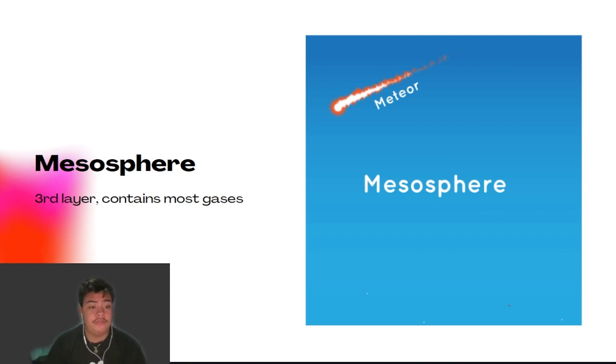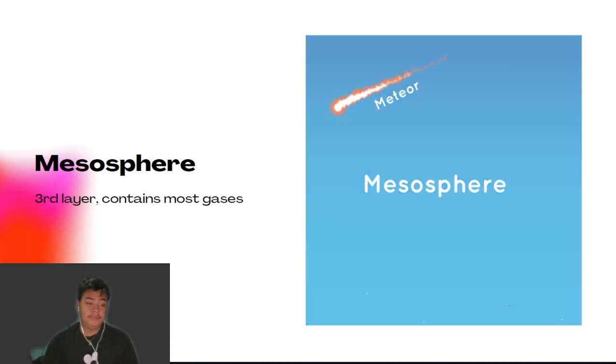The temperature ranges from negative 5 degrees Fahrenheit or negative 15 degrees Celsius at the stratosphere boundary to negative 184 degrees Fahrenheit or negative 120 degrees Celsius at the upper boundary.